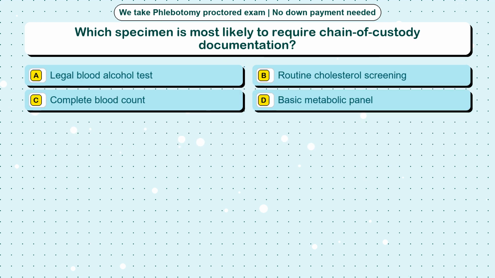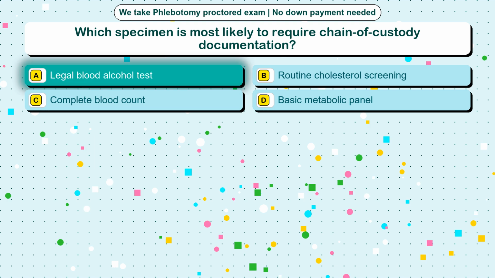Question 11. Which specimen is most likely to require chain of custody documentation? Option A. Legal blood alcohol test. Option B. Routine cholesterol screening. Option C. Complete blood count. Option D. Basic metabolic panel. The correct answer is option A.